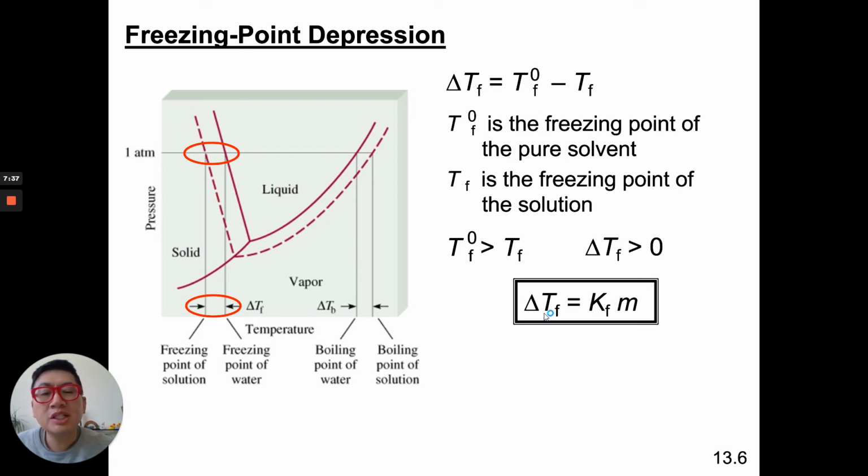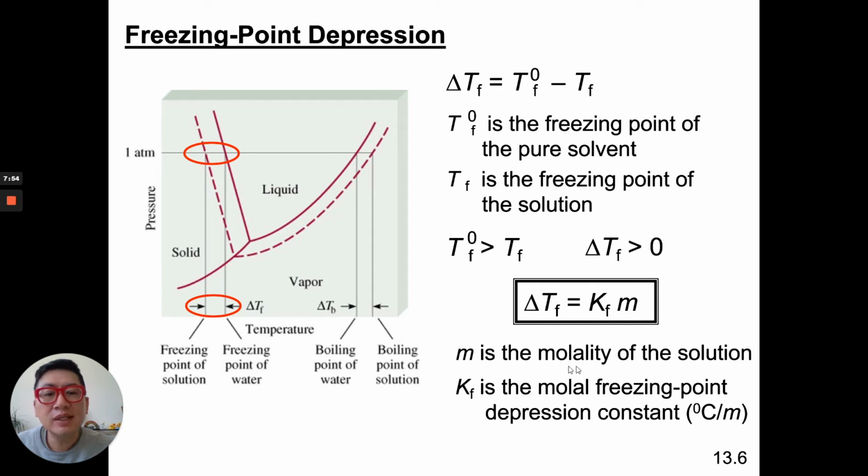Either way, the change in freezing temperature is equal to KF times m. I'm going to, in a second, go back and show you the difference between the boiling and freezing. And you'll probably notice that they're kind of the same. m stands for the molality of the solution. KF is called the molar freezing point depression constant, or lots of times we just say the freezing constant.